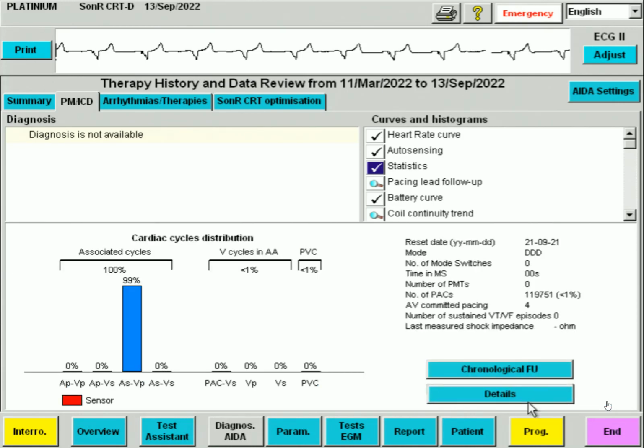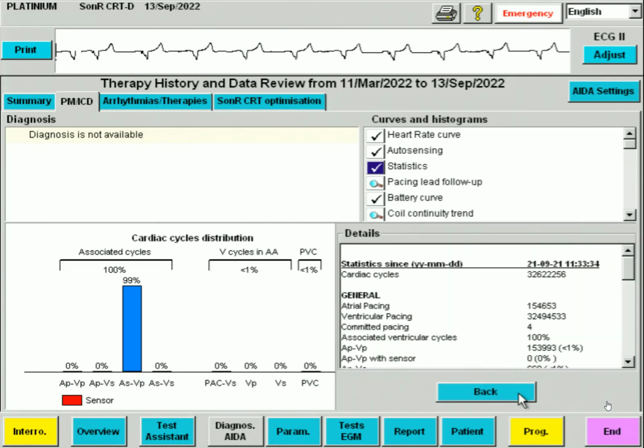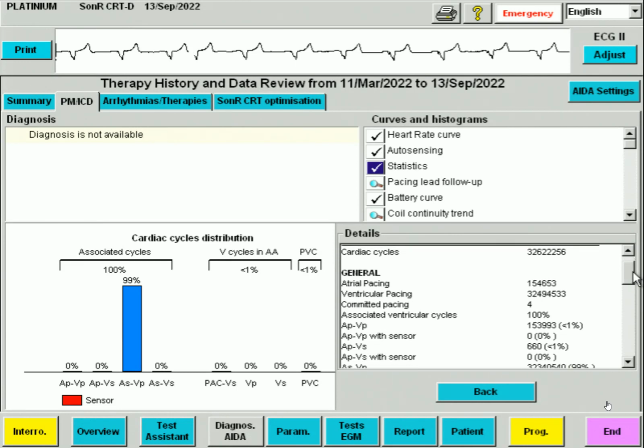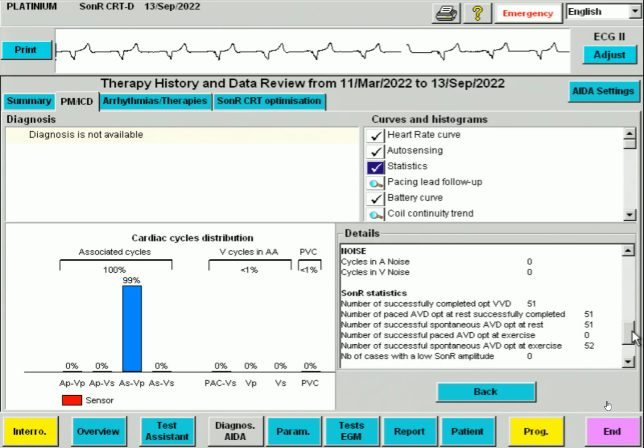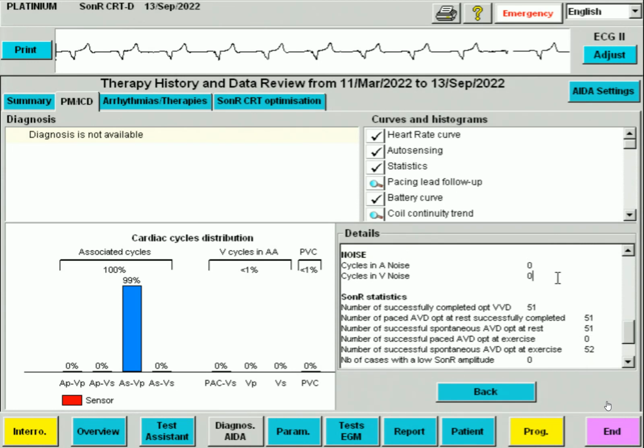In ICDs, it's also always recommended to go into details and then all the way to the bottom to see whether there are short cycles on the RV lead, which may indicate lead noise and lead dysfunction.